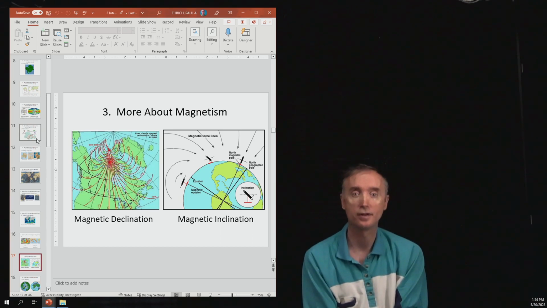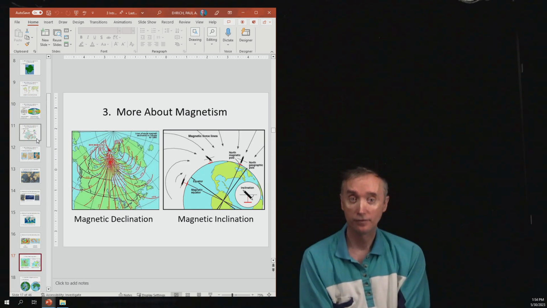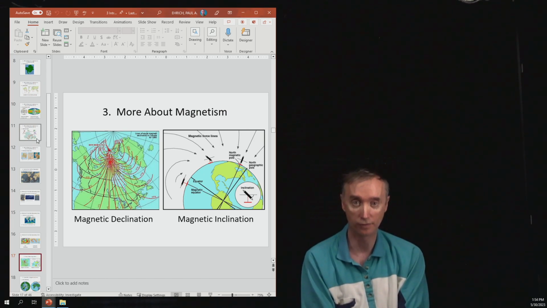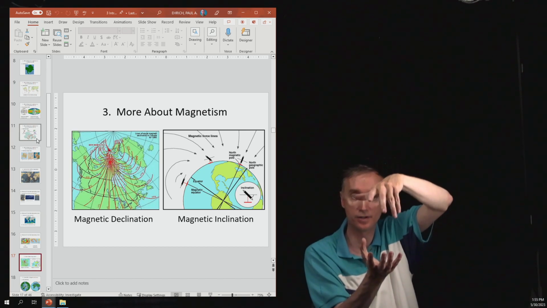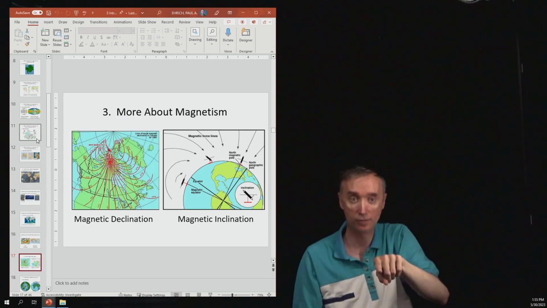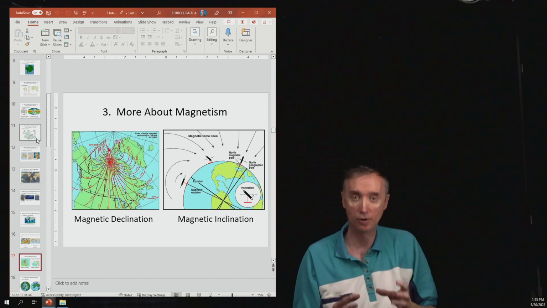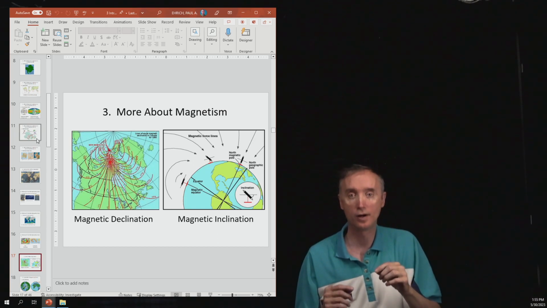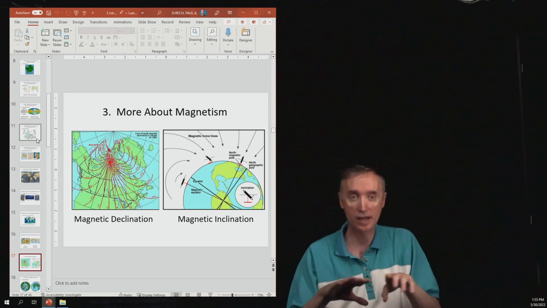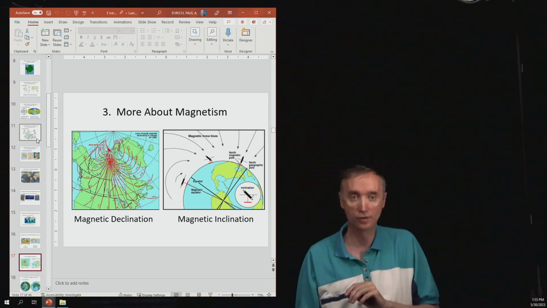Okay, more about magnetism. The magnetic field does not come out of the north geographic pole of the Earth. The Earth spins on its geographic north and south poles. The magnetic pole wanders. Currently it's off the coast of Siberia, but the location where Earth's magnetic field comes out of the Earth moves over time.